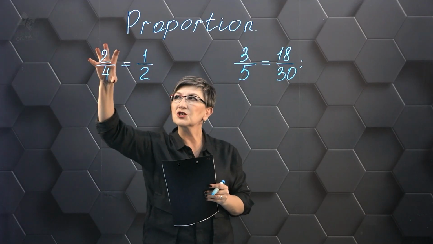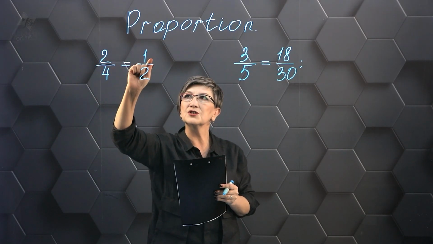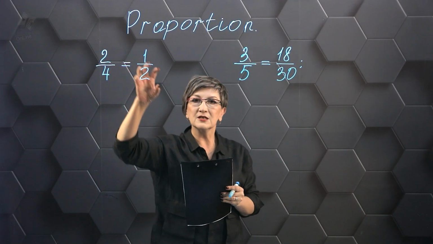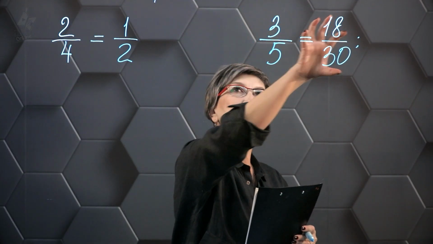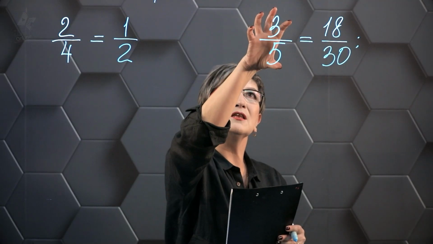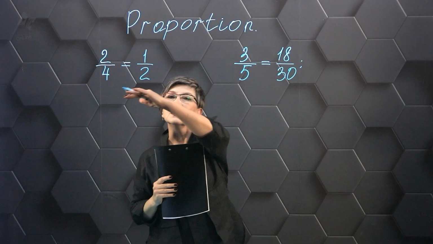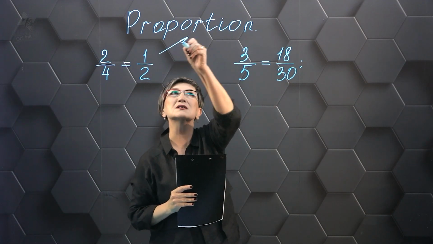Let's look at the ratio of 2 to 4, and the ratio of the numbers 1 and 2. These ratios are equal to each other. In the second example, the ratios 3/5 and 18/30 are also equal. Hence, we call these two equalities proportions.